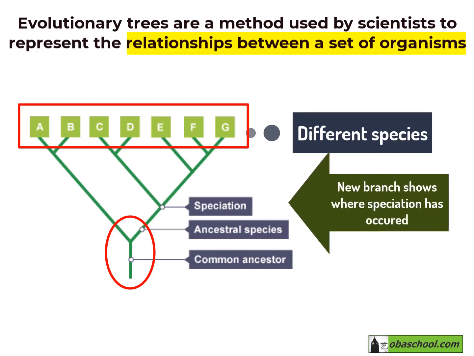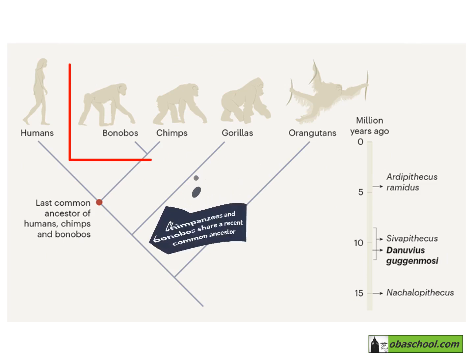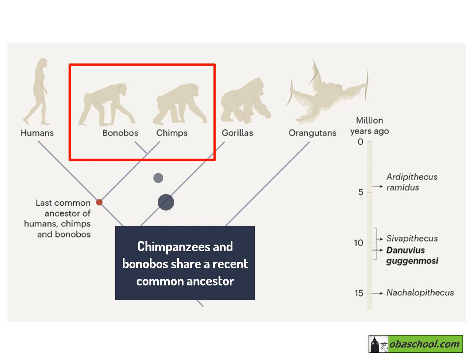So, a new branch in the tree shows where speciation has occurred, or when a new species has evolved. For example, in this evolutionary tree, chimpanzees and bonobos share a recent common ancestor. Thus, chimpanzees are most similar to bonobos, which is more similar than they are to any other primate species.